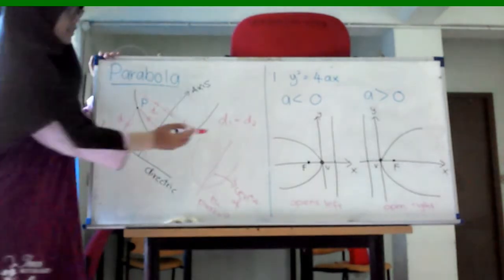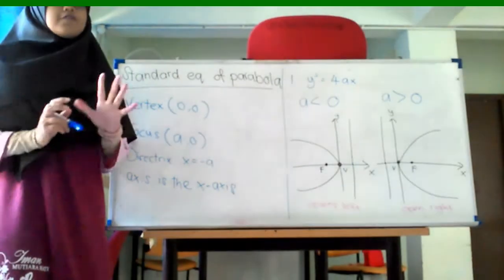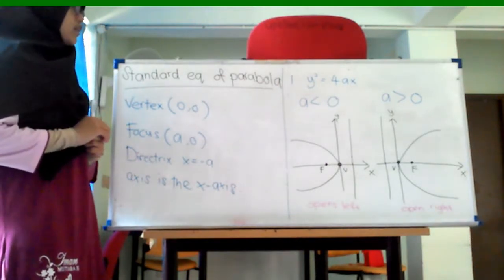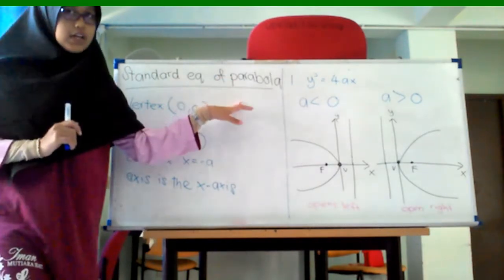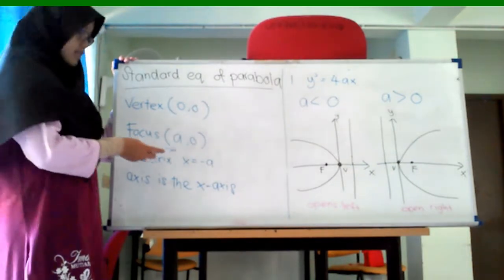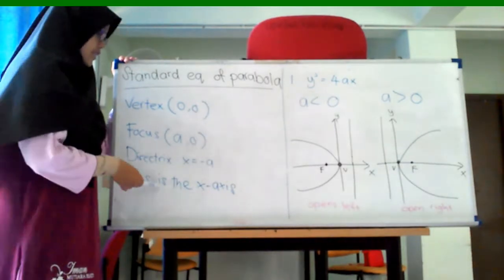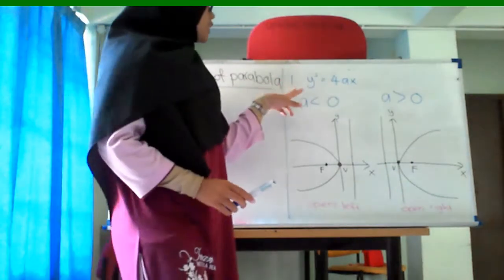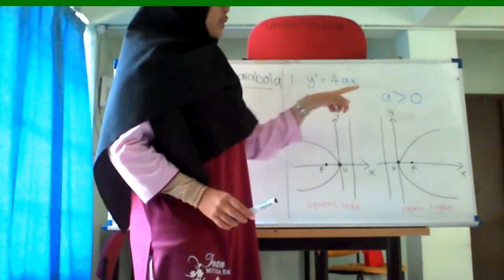There are 4 possible forms of parabola. The standard equation of parabola when the vertex is 0, 0, the focus is A, 0, and the directrix is x equal to negative A, with the axis being the x-axis, is the first equation: y squared equal to 4ax.